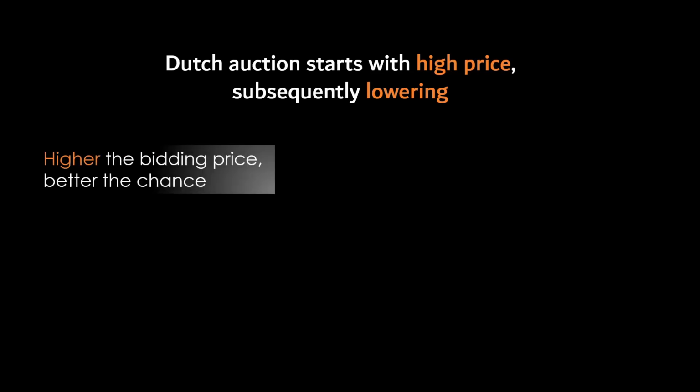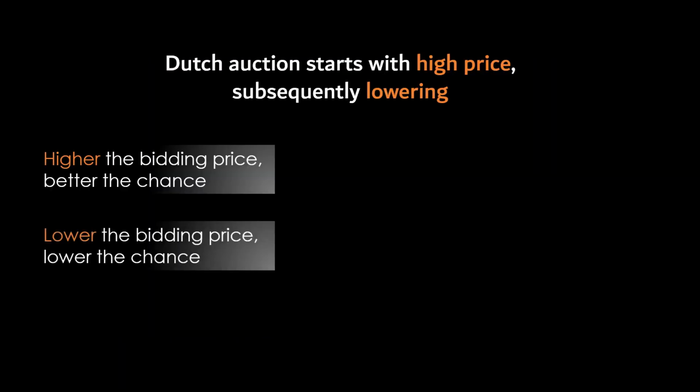The Dutch auction originated in the Netherlands for the sale of fresh flowers. So it is a type of auction that begins with a high price, subsequently lowering the price. So the higher the price bidders bid, the better the chance of getting the shares. But this way, they may end up buying overvalued shares. On the other hand, the lower the bid price, the lower the probability of winning the bid.